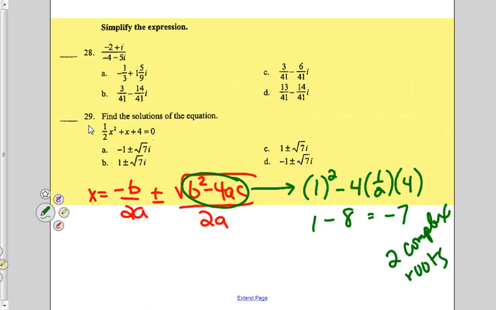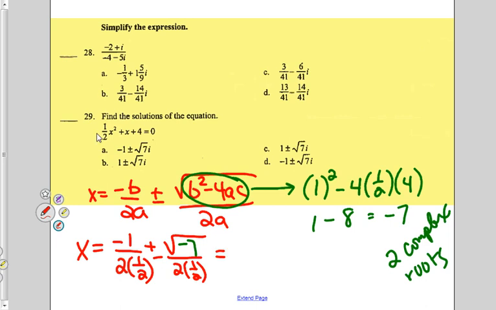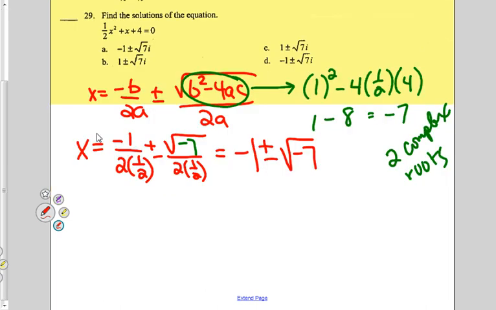Okay? So now I go back to my quadratic formula, and I plug in the rest of the stuff. The opposite of b over 2a plus or minus the square root of, I pre-calculated this stuff, it's negative 7 over 2a. 2 times a half is 1, right? So my denominator is 1. So I have negative 1 plus or minus the square root of negative 7. The square root of negative 7 is i root 7.